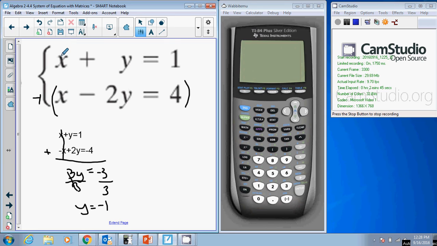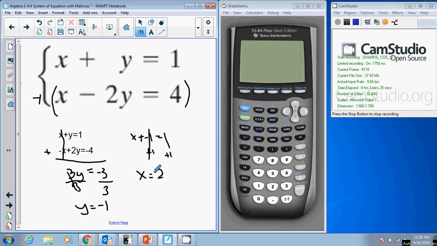In order to find the x, all we have to do is take the y we just found and plug it into one of the two equations. It doesn't matter which equation. I'm going to again choose the first one because it looks a little easier. So wherever I see a y, I'm going to write a -1. So I have x plus -1 equals 1. And again, I'm solving for x. So I need to move the -1 over to the other side of the equal sign. In order to do that, I'm going to add 1. So my x is 2.